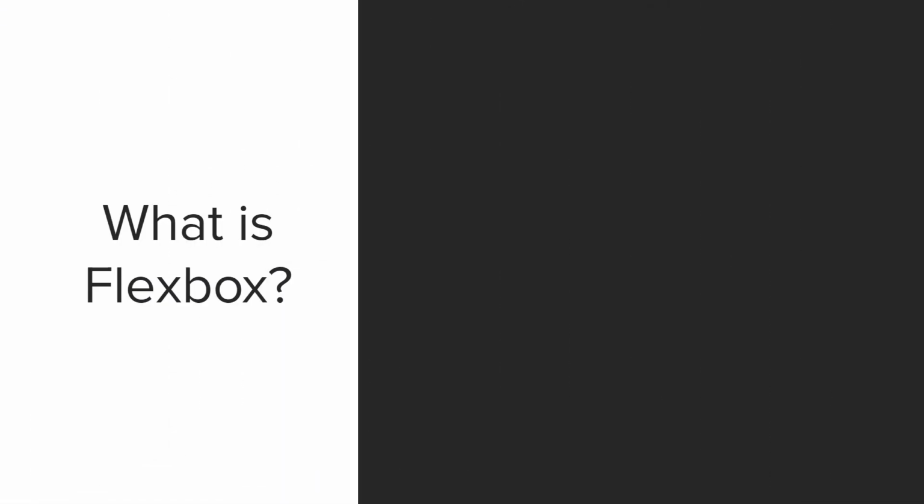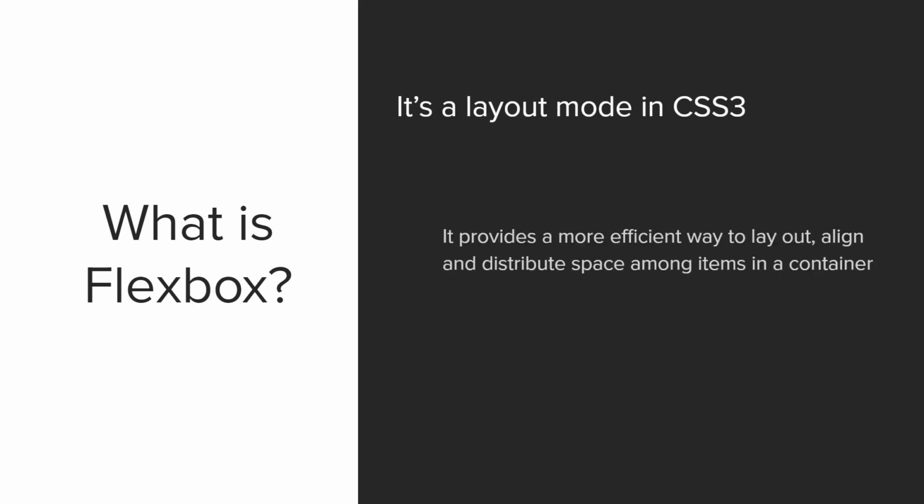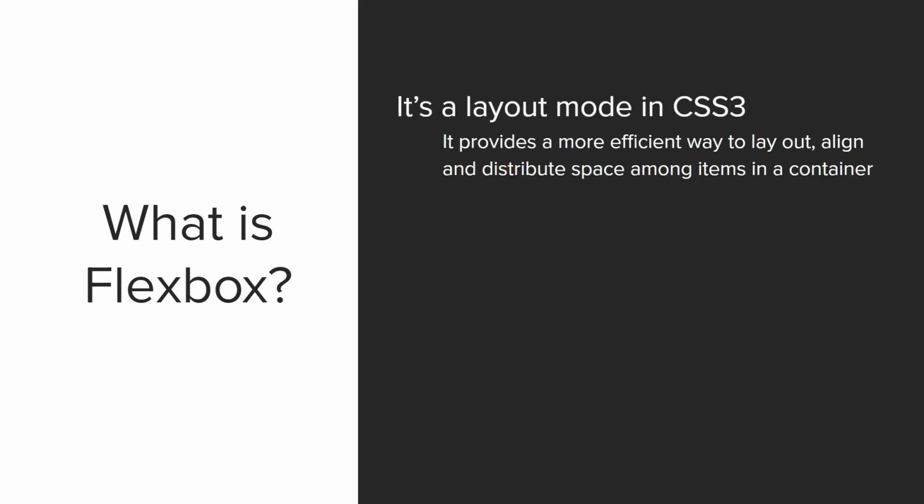So what is Flexbox? Flexbox is a layout mode in CSS3. It provides a more efficient way to lay out, align, and distribute space among items in a container, even when their size is unknown or even dynamic. And that's why it's called Flexbox.